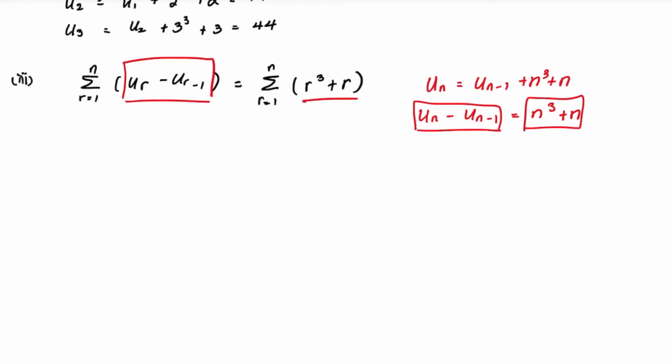So the next step is, let's see what we can do. Let's try and maybe factorize it if we can, to make it into a simpler form. So you still have the summation of r equals 1 to n of ur minus ur minus 1. This will give you a summation from r equals 1 to n. But let's now take out the r.